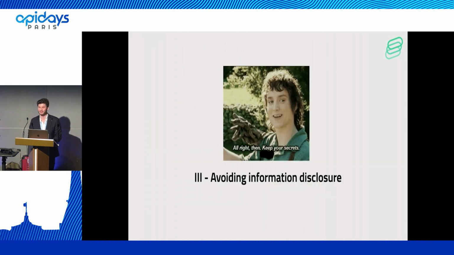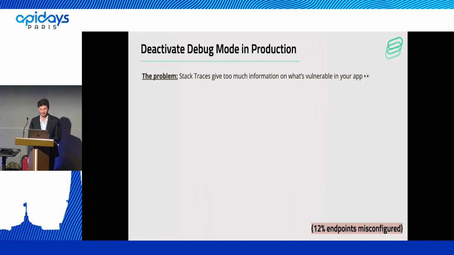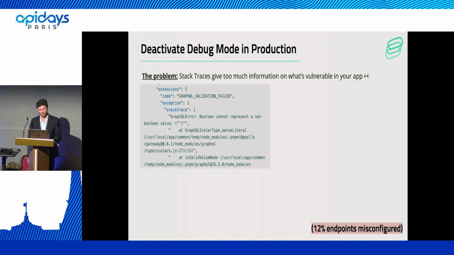Now let's avoid information disclosure in our APIs. A lot of GraphQL endpoints have debug mode activated in production, and so they give the stack traces of the errors that are found. The problem with stack traces is that they give a lot of information on the inner workings of your API. Specifically, here there is an example of a stack trace which gives the version number of the Apollo gateway used by this API.